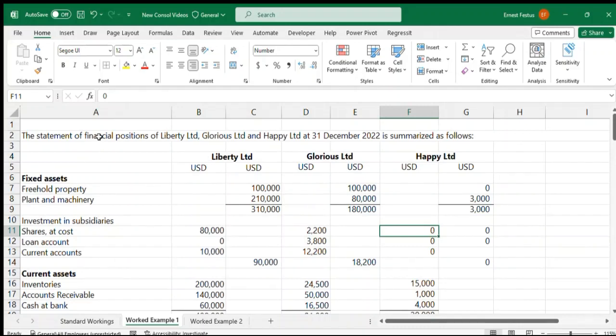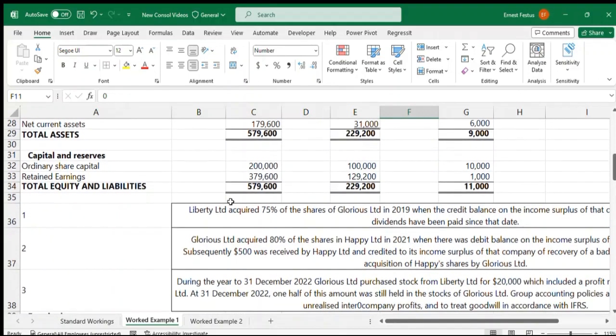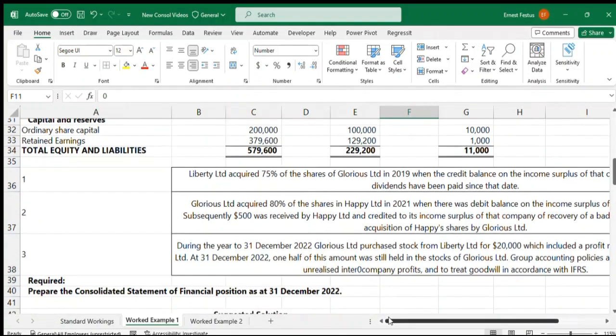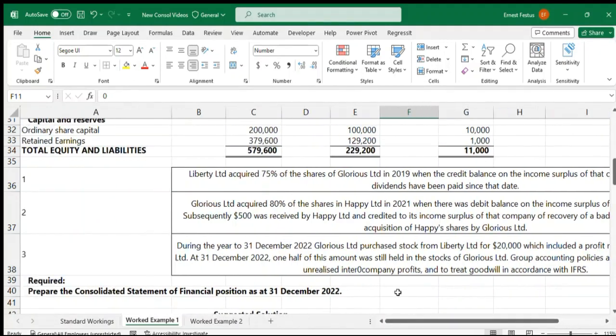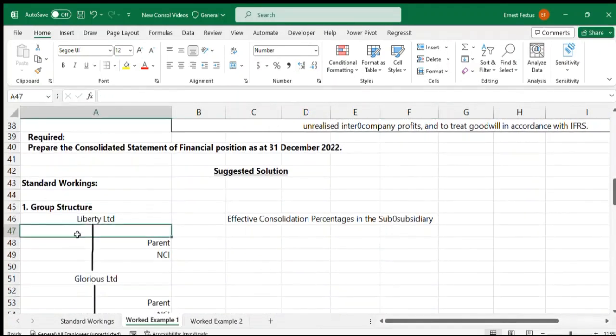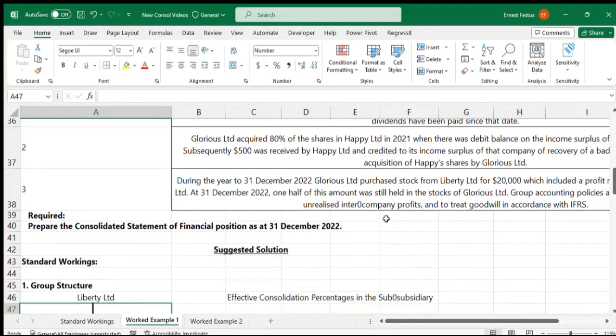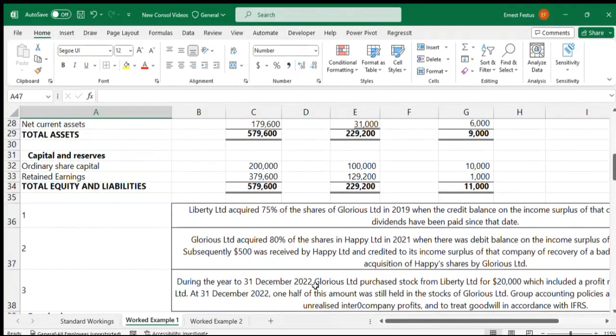From here we cannot actually establish the group structure, so quickly we go to the additional information or the notes, and we will see our group structure information there. Liberty Limited acquired 75% of the shares of Glorious Limited in 2019. So Liberty is the parent acquiring control over Glorious Limited, and we are to prepare the accounts up to 31st December 2022.